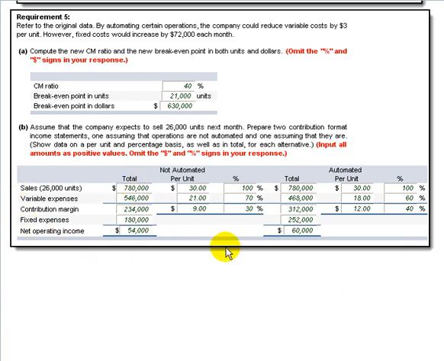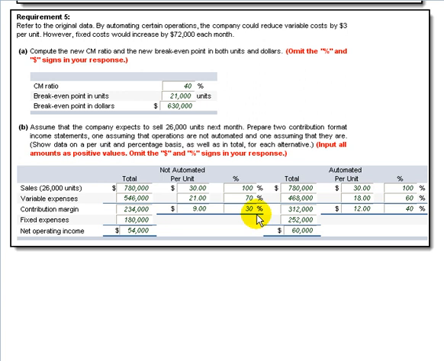If it's not automated, we'd have sales of 780,000, less variable expense of 546,000, so contribution of 234,000. On a per unit basis, it comes to $30 less $21 equals $9 contribution margin. And on a percentage basis, it gives us a 30% contribution margin.